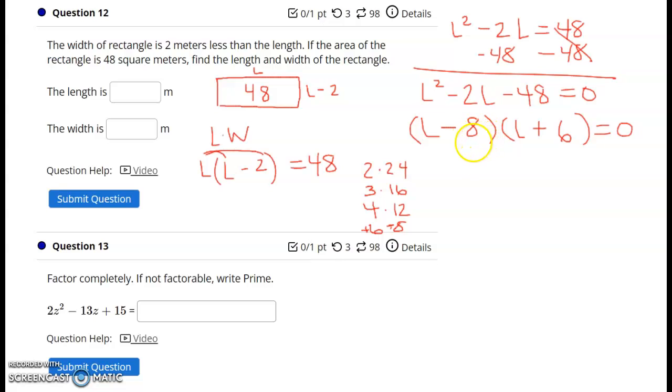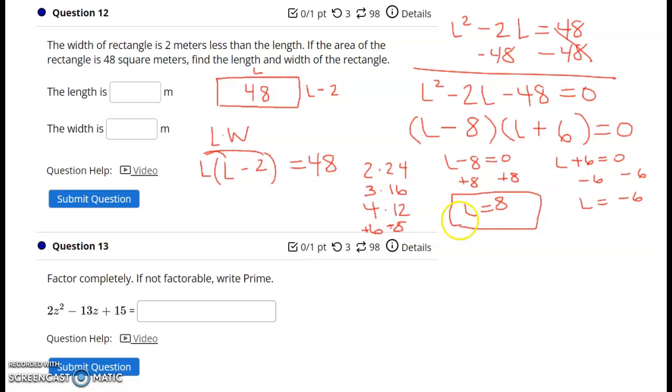Okay, last step, we need to set them equal to 0 and solve. So L minus 8 equals 0. Add the 8 to each side. So L equals 8. And then we get L plus 6 equals 0. Minus 6, so L equals negative 6. Now we can't have a negative length, and so the 8 is going to be our answer.